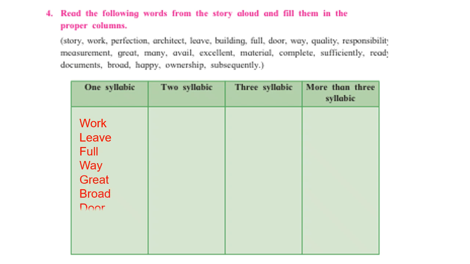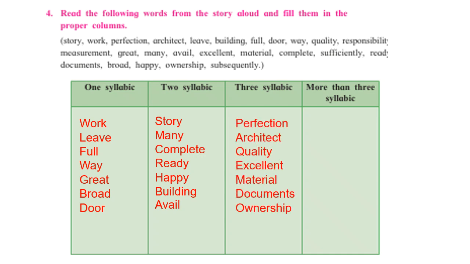One syllabic: work, leave, full, way, great, broad, door. Two syllabic: story, many, complete, ready, happy, building, well. Three syllabic: perfection, architect, quality, excellent, material, documents, ownership. More than three syllabic: responsibility, measurement, sufficiently, subsequently.